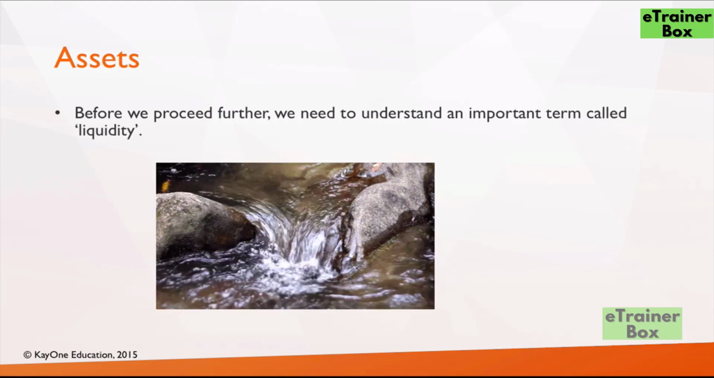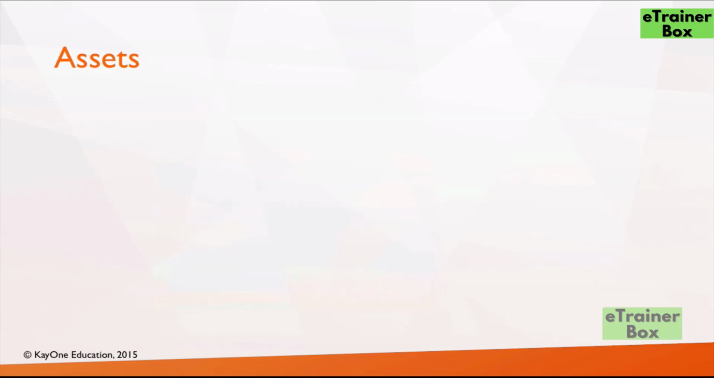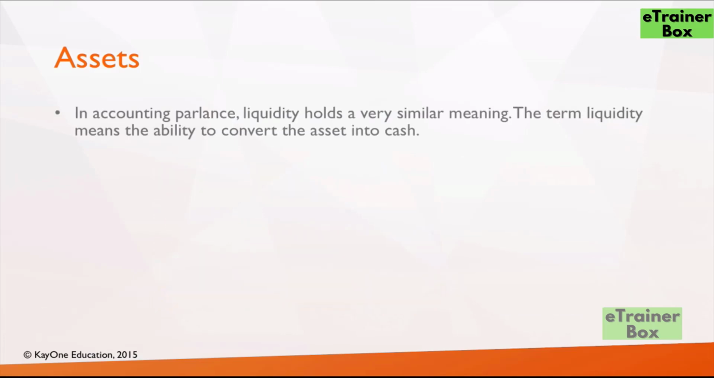Look at this picture. There is water flowing. And what are the features of this water that is flowing? It easily flows, it has no shape, and can easily be converted from one form to another. Using the same example from the accounting perspective, liquidity holds a very similar meaning. The term liquidity, therefore, means the ability to convert the asset into cash. So, when an accountant says that you have a lot of liquid assets, that means that you have a lot of assets which can be easily converted to cash. Highly liquid means it can be easily converted to cash.